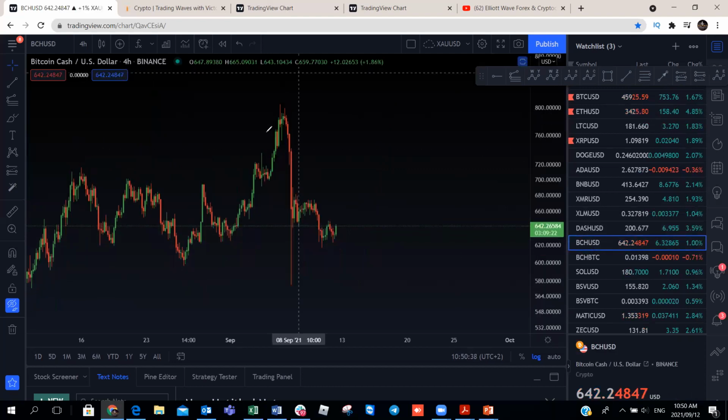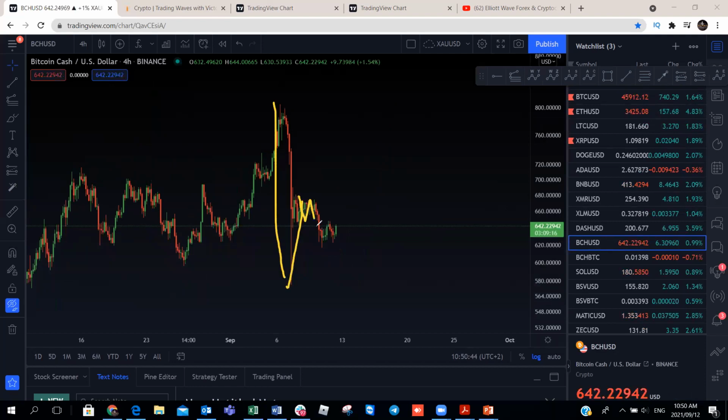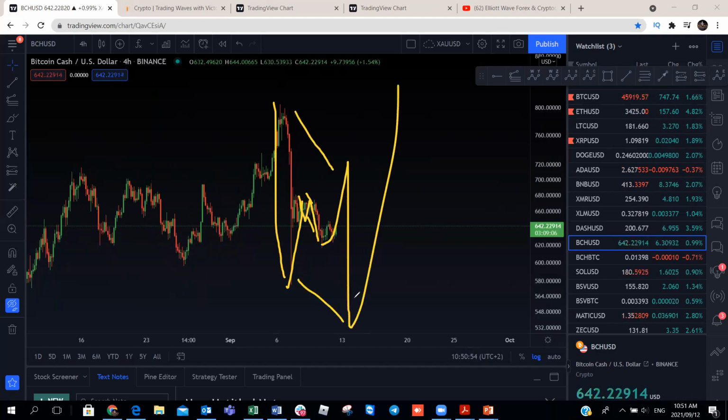So similar to Bitcoin, we've got a crash here. And I use the word crash very loosely because that is just a corrective structure, not necessarily a crash. So we're looking for this one to push back to around these levels. Will we continue to the downside and push to the upside, giving us this deeper corrective structure? That is what we're going to be looking at across all the cryptocurrencies in the coming week.